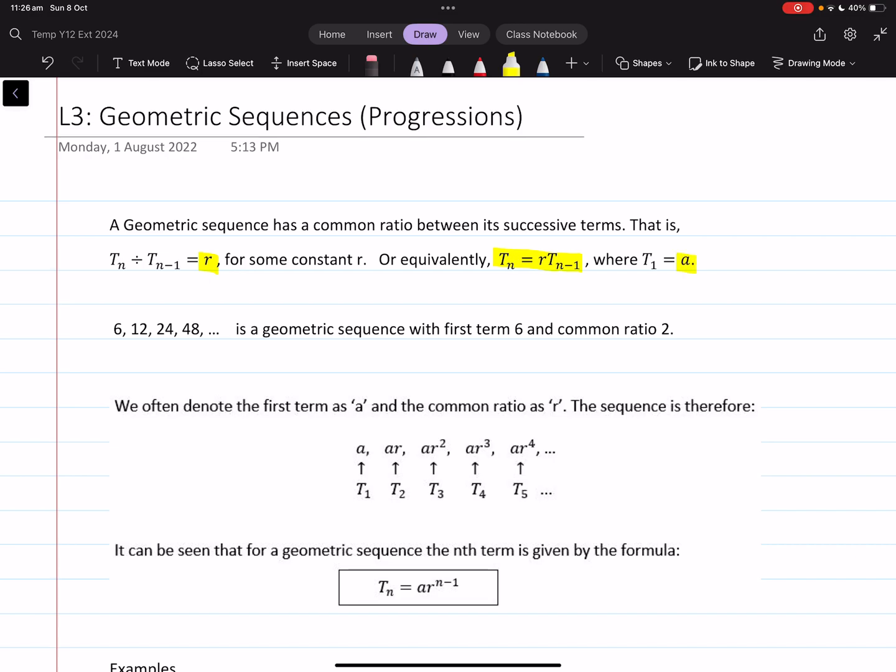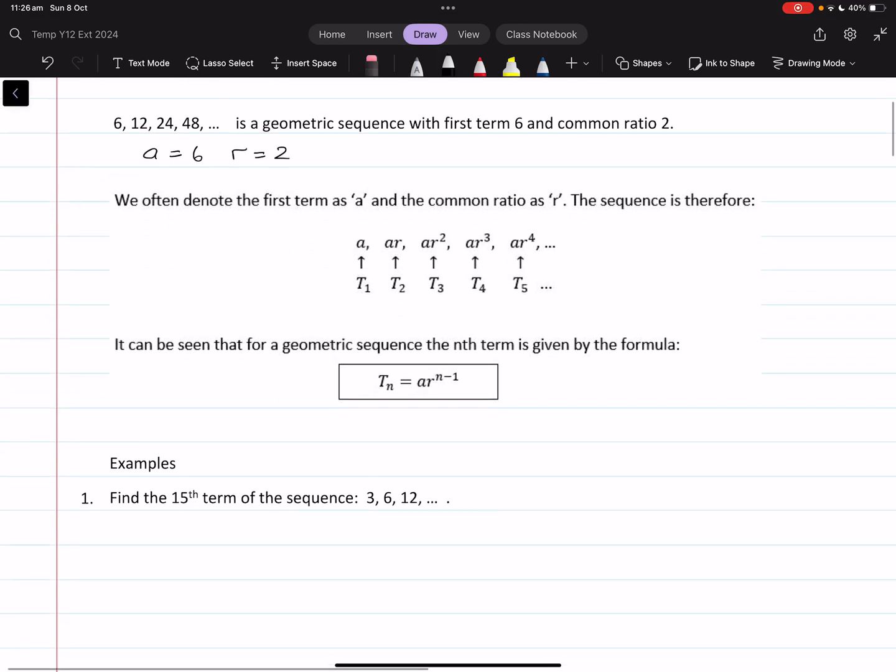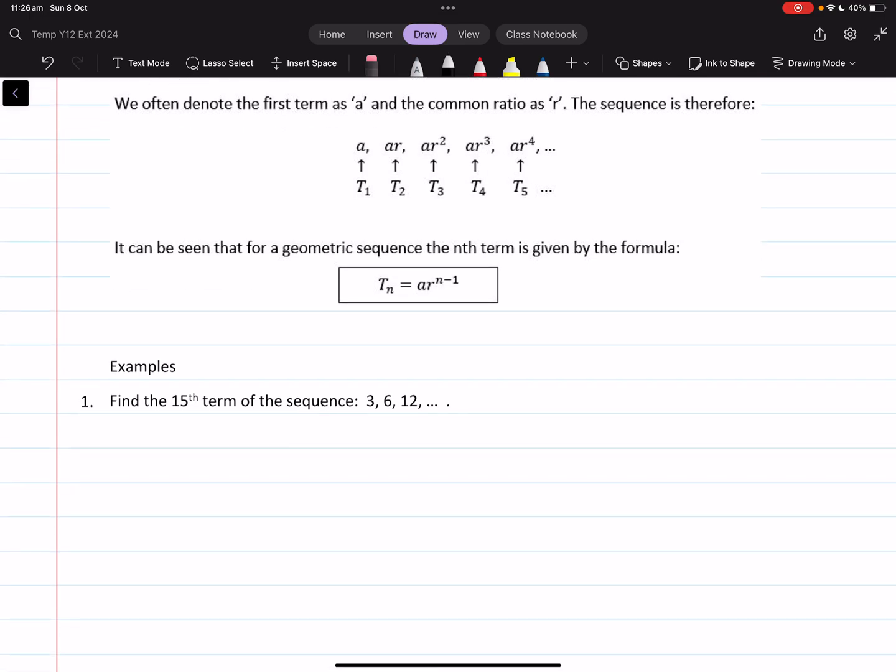And so, for example, if you have a look at the numbers here, 6, 12, 24, 48, hopefully you can see the pattern in those numbers. Our first term, which we use as A, would be 6, and our common ratio is 12 divided by 6, which is 2. And you can see that 24 divided by 12, 48 divided by 24 all give you that common ratio of 2.